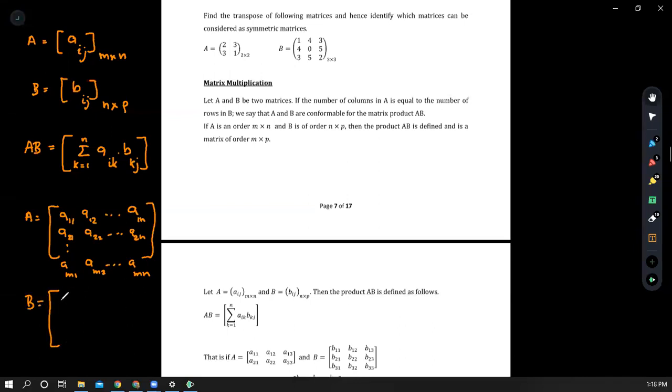Here you will take B11, B12, and likewise you have p number of columns there. Because n rows and p columns are available in this matrix B, this would be B1p. Likewise, you can take Bn1, Bn2, and likewise Bnp.